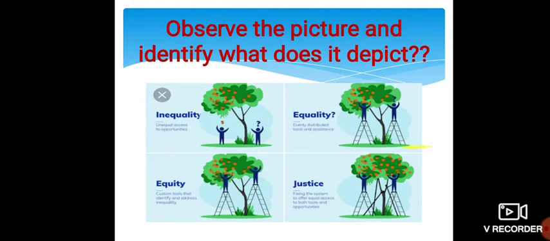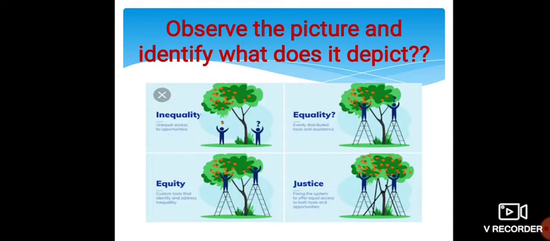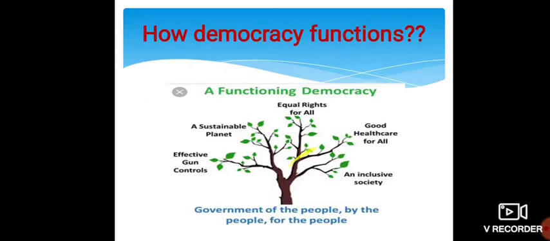Let's move ahead. So how does democracy function? The famous definition, as you can see from here, is government of the people, by the people, for the people. This is a simple definition of democracy, and it is quoted by Abraham Lincoln. So this is a tree of democracy, and under the tree, as you can see, there are different branches.